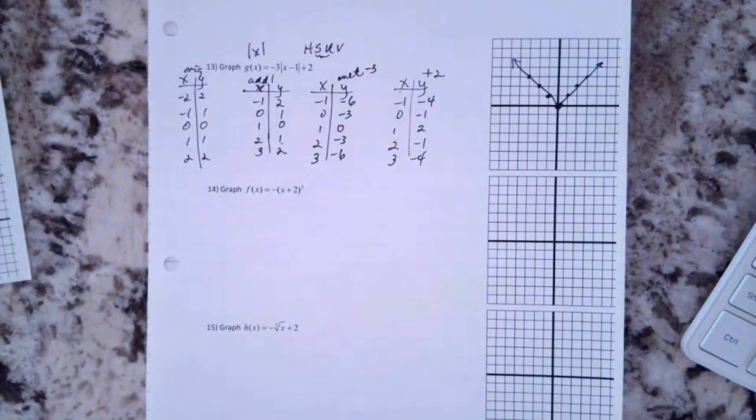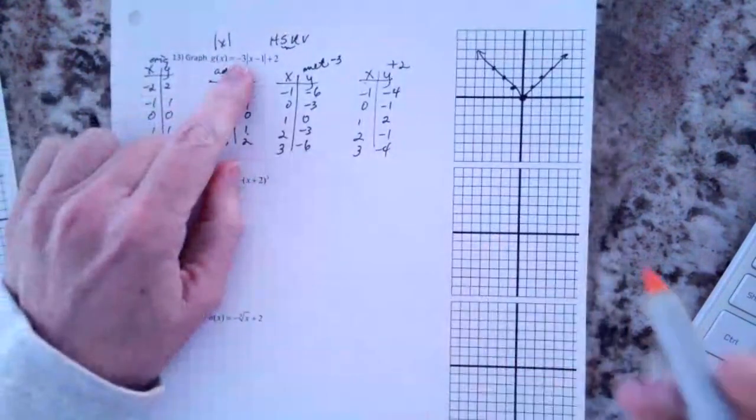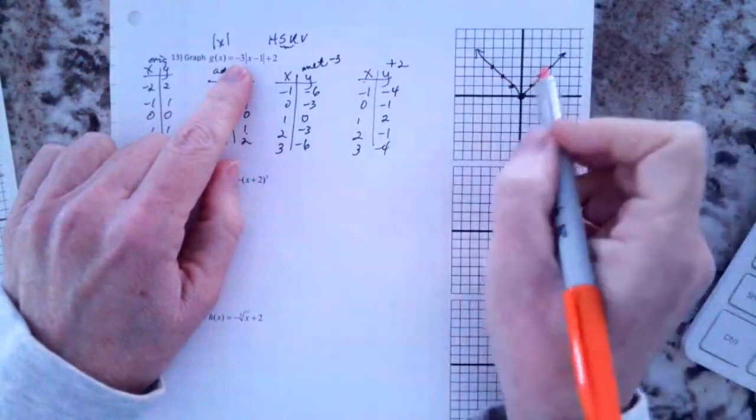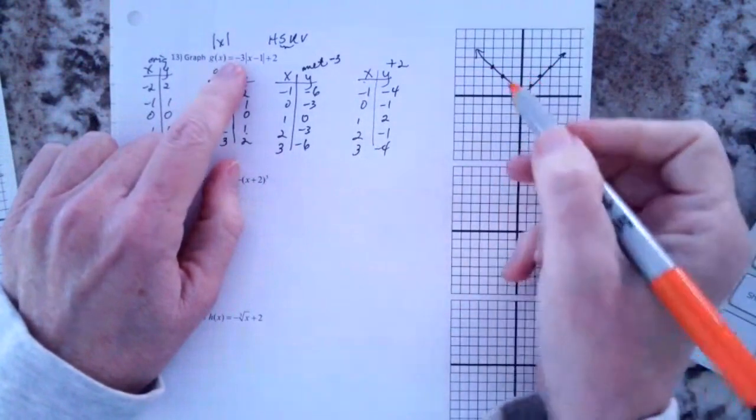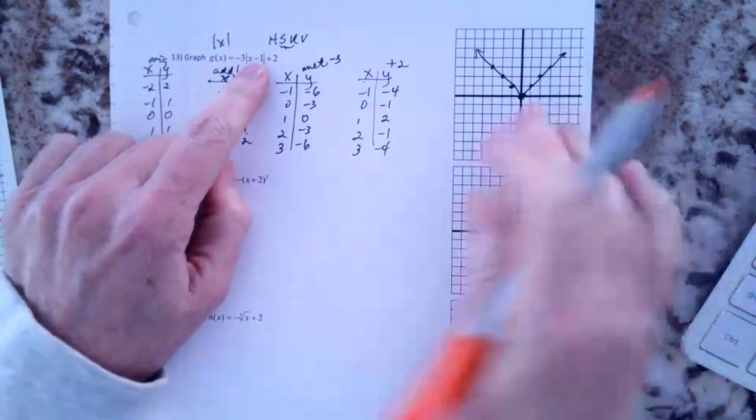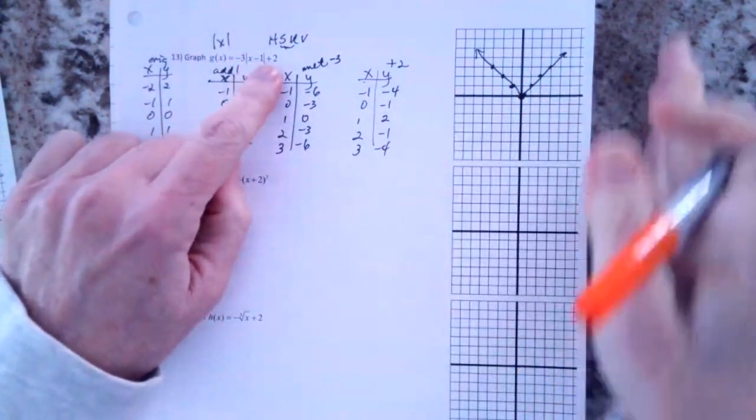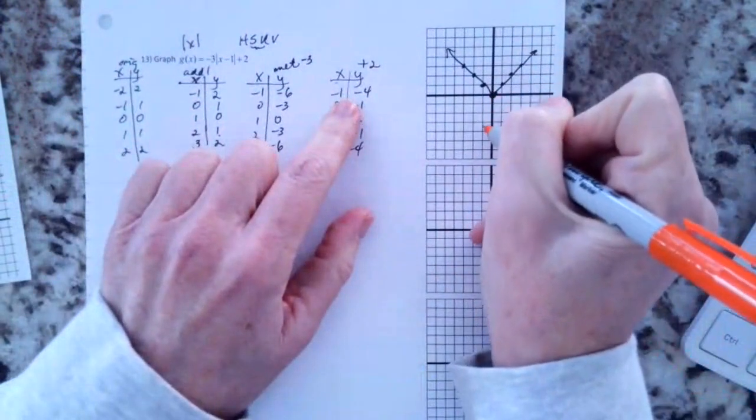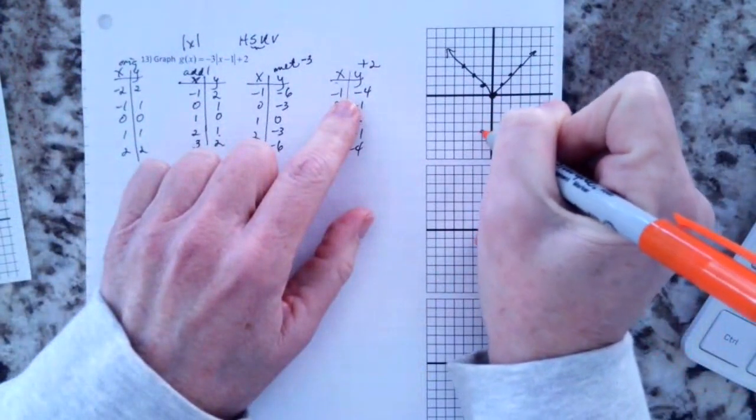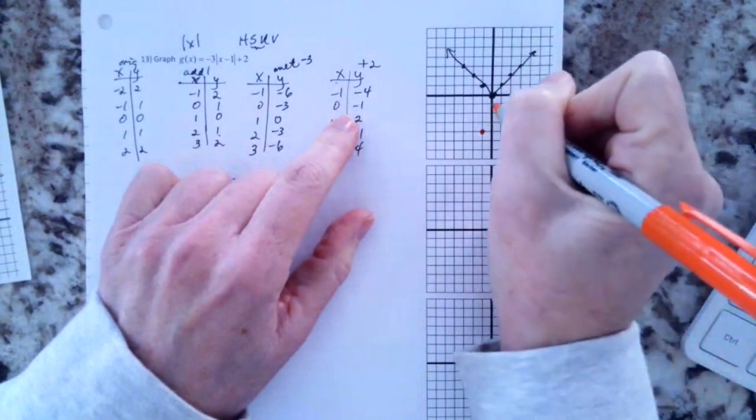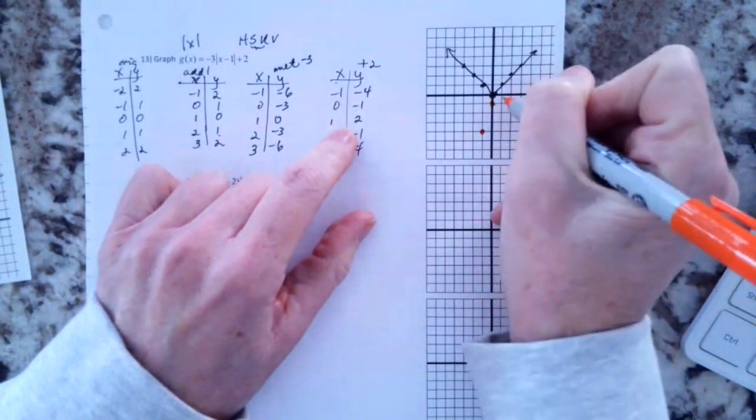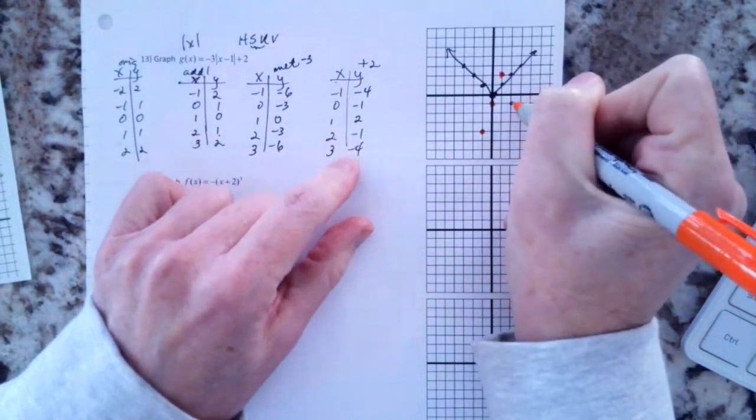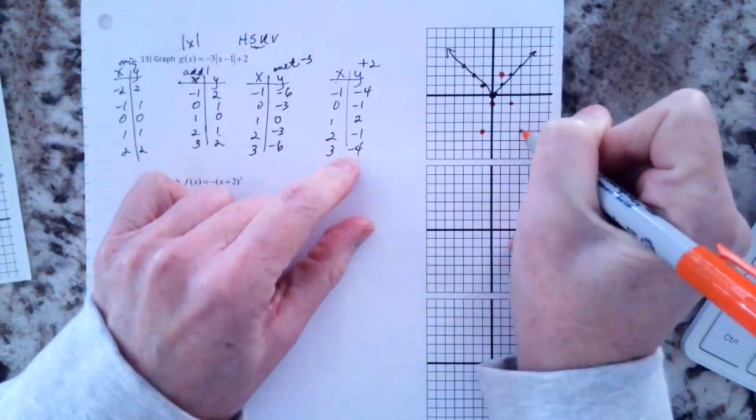Now, before we start graphing, remember, it's going to be pulled up a whole bunch. It's going to be made a lot skinnier, 3 times instead of this 1 times. It's going to be flipped around on the x-axis. It's going to move over to the right, and it's going to be moving up too. So it's got a lot of movement on it. Negative 1, negative 4, 0, negative 1, 1, 2, 2, negative 1, and 3, negative 4.